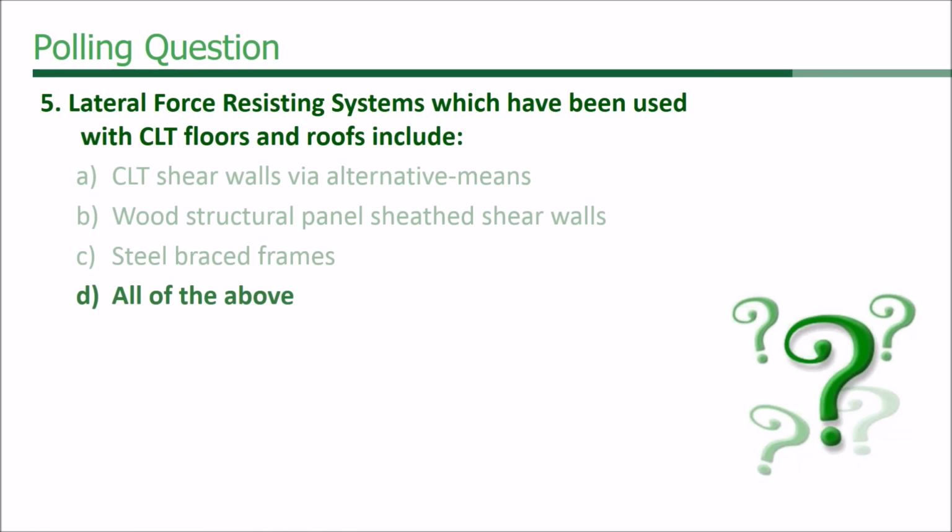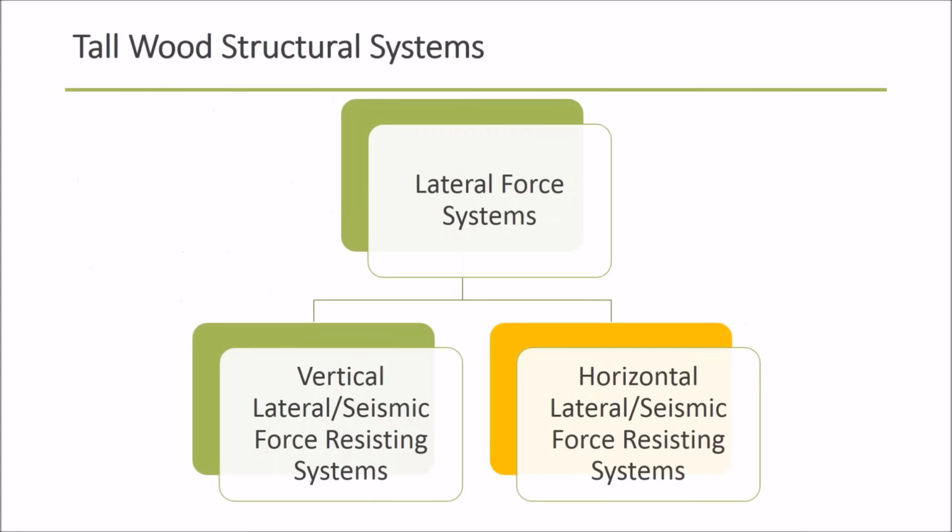So all of these can be used. They have been used. Okay, so that's the vertical lateral or seismic force resisting systems, which are shear walls, etc. And they're talking about horizontal lateral seismic force resisting systems, which is a lot of words just to say our floor diaphragms, our roof diaphragms.